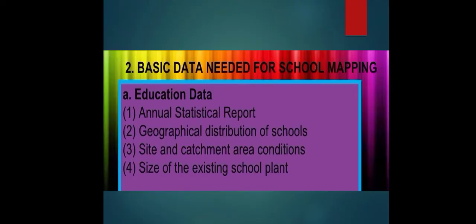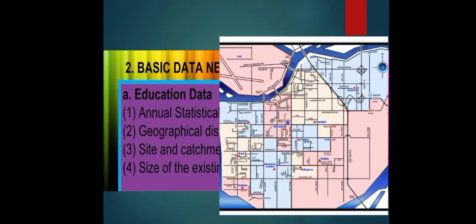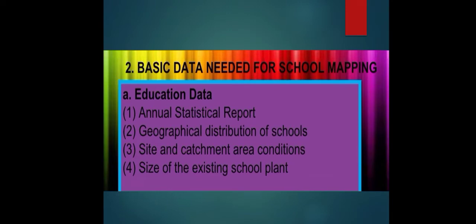Here are the basic data needed for school mapping. Education data. We have annual statistical report, geographical distribution of schools, sites and catchment area conditions, and lastly, the size of the existing school plant.